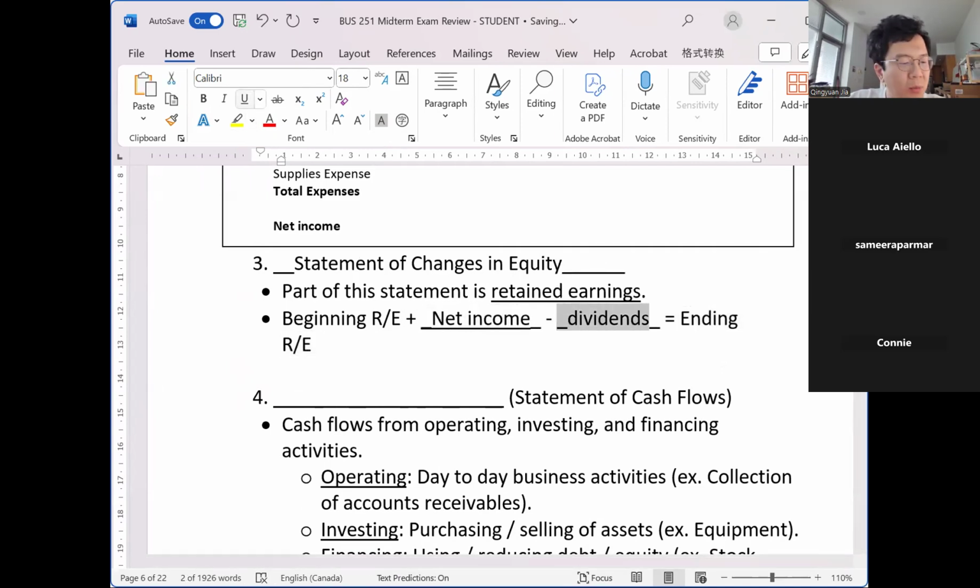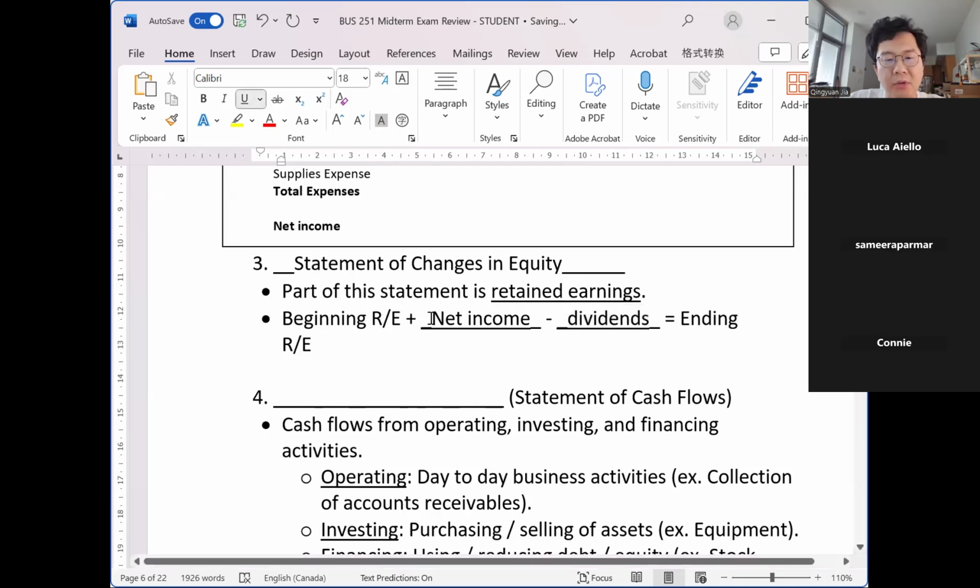So this net income could be positive and it also could be negative, depending on whether this company is at loss or is making some profit. And this dividend will be subtracted if any. It means if this company gives out the dividend, then you have to subtract it here. So the beginning retained earnings plus net income, subtract dividend, you will have the ending retained earnings.